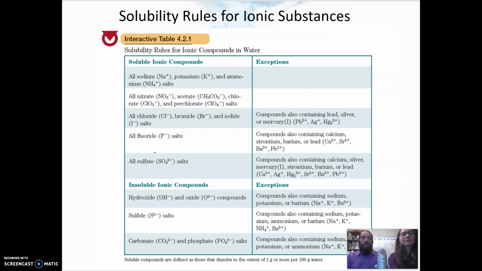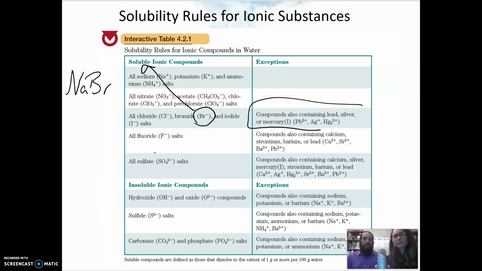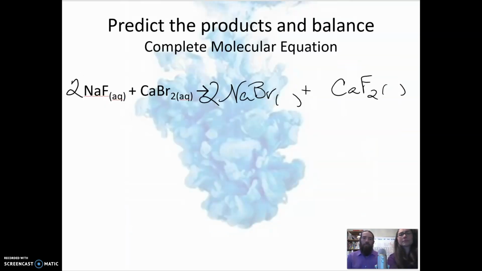So that first compound, my anion was the bromide ion. I'm going to look for that. There it is. It's in the soluble portion, but I have to look at the exceptions, and the exceptions do not include sodium. So that is soluble. So we mark that with an AQ. That means aqueous. That means soluble in water.